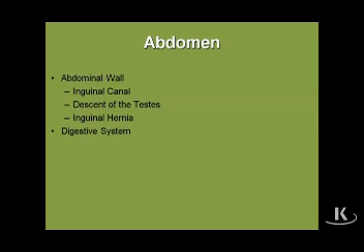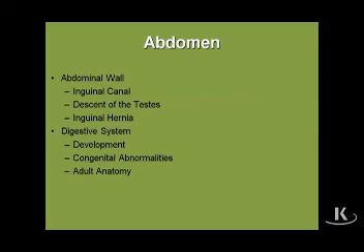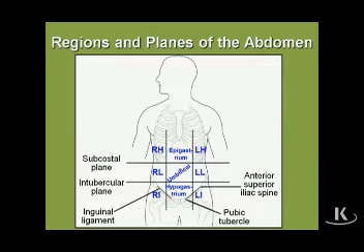We'll then turn our attention to the viscera within the abdominal cavity and start with the digestive system. We are going to be doing the embryology of the digestive system, the development, and the congenital abnormalities related to that, right along with the adult anatomy of the digestive system. And then we'll conclude the abdominal cavity viscera with the kidney and the ureter. Again, we'll do the adult anatomy and the embryology of those organs side by side. So let's get started with the abdominal wall.